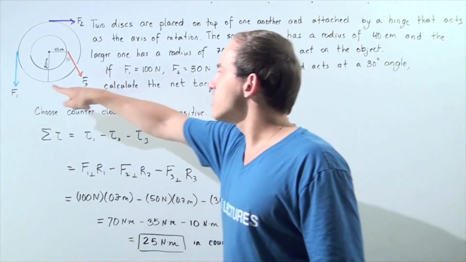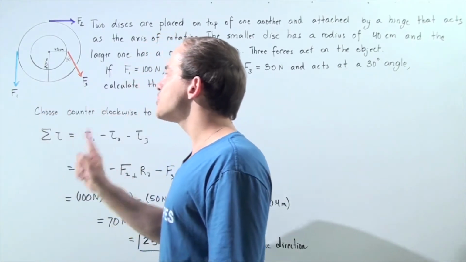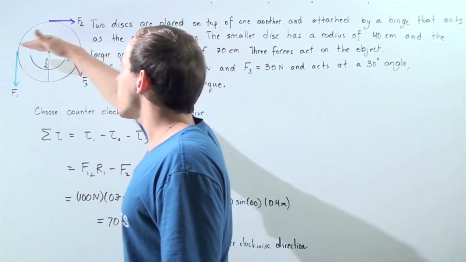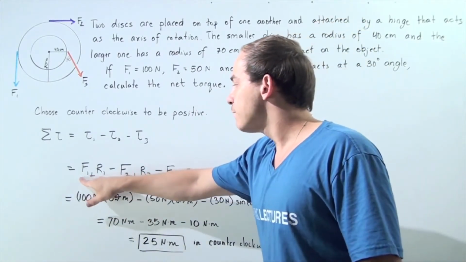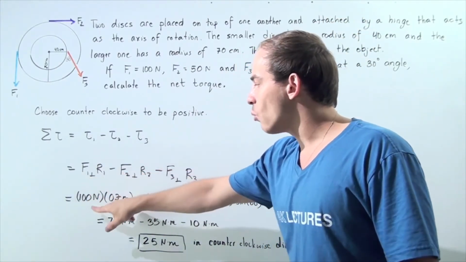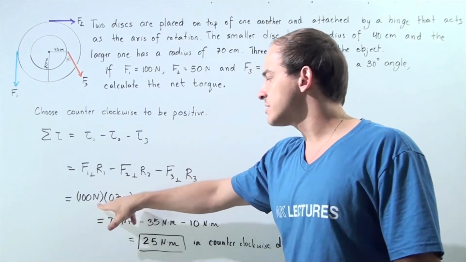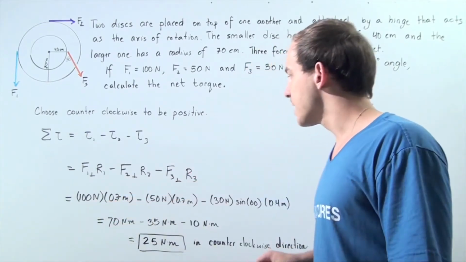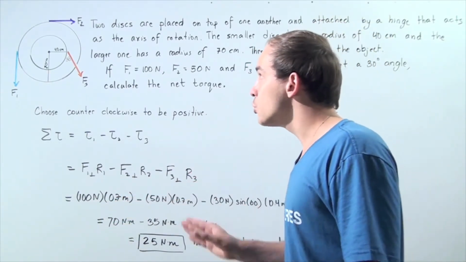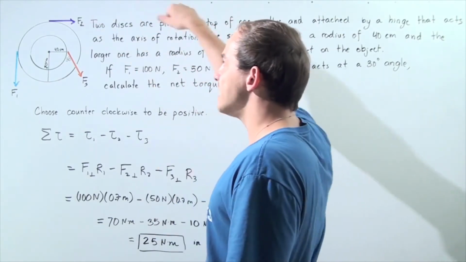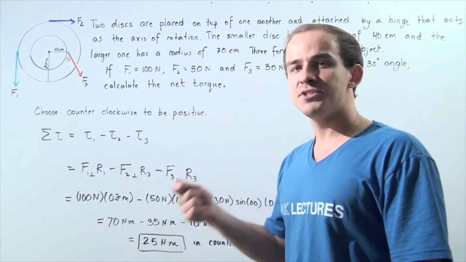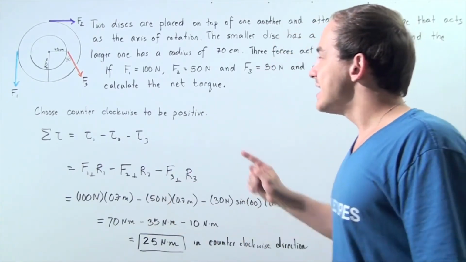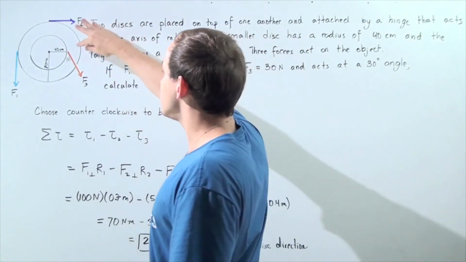Now, notice the force 1 is perpendicular to the radius of the larger circle. So that means that F1 perpendicular times R1 is simply 100 newtons times 0.7 meters. Now, the same exact thing is true for force number 2, but it acts in the opposite direction. So we subtract 50 newtons times 0.7 meters. Now, the only tricky part is force number 3.